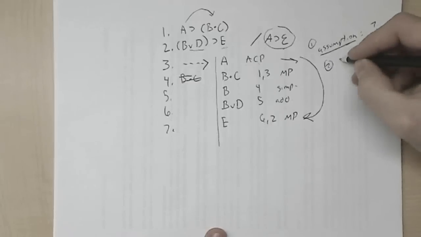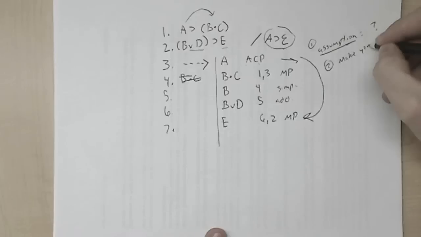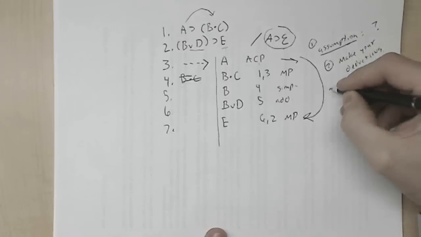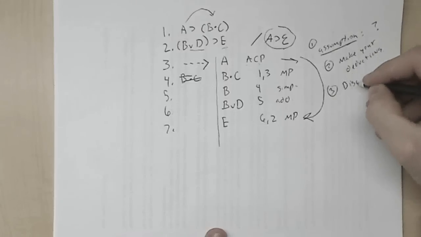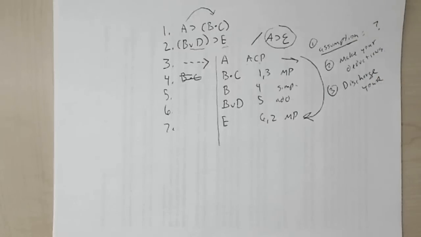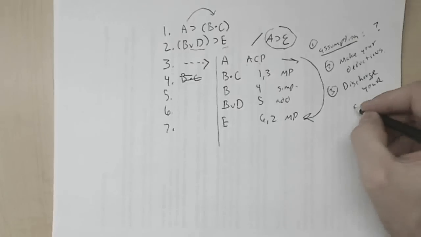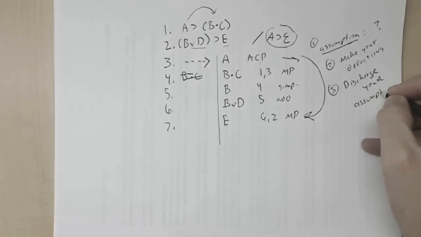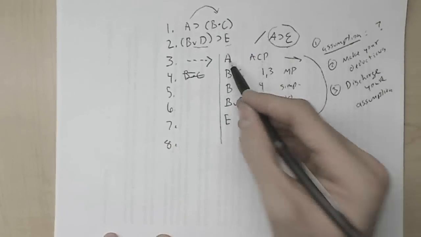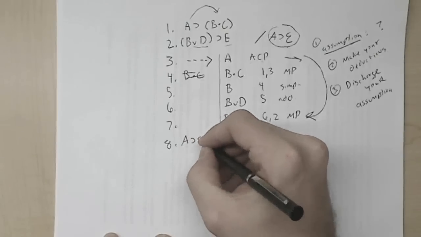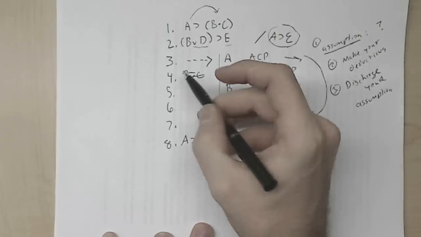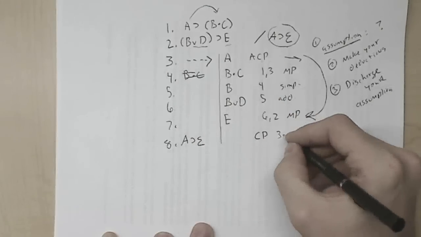So the first step here is to make your assumption. The second step is to make your deductions using the rules of replacement and implication. And then line 3, you're going to discharge your assumption. What discharging your assumption means is that you're going to get rid of this line, which means line 8 here is going to be if I have A, then I have E. That's A, then E. And over here, what I've done is I've utilized what we would write as conditional proof, lines 3 through 7.